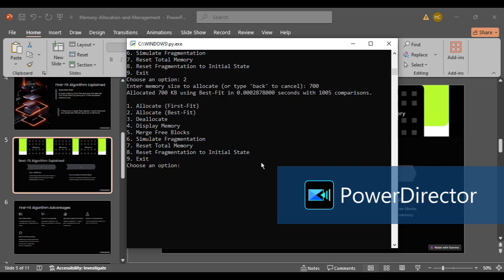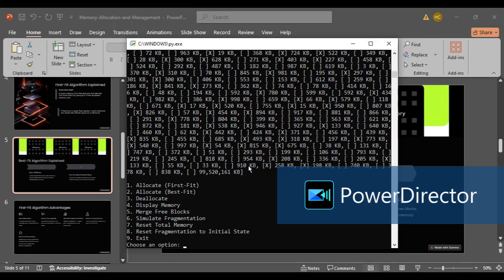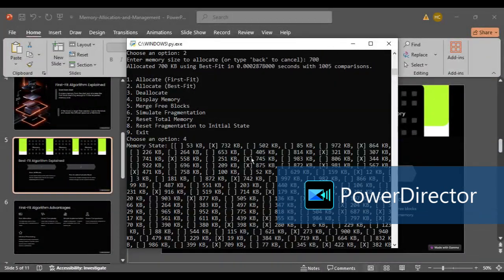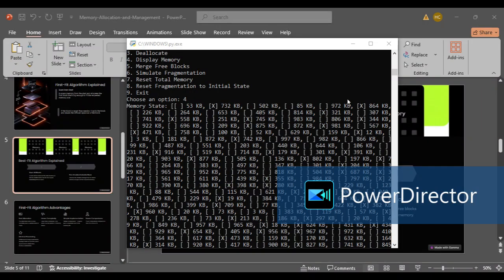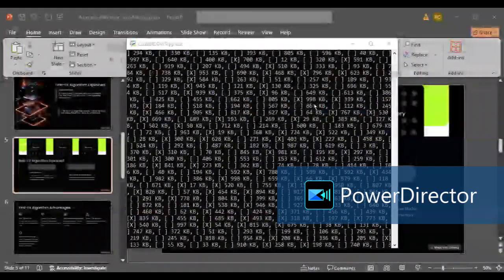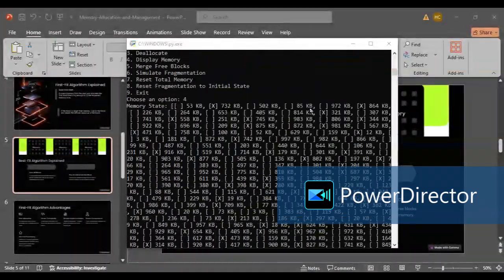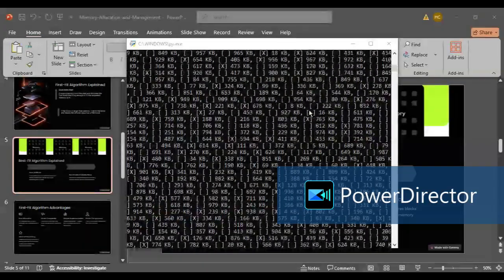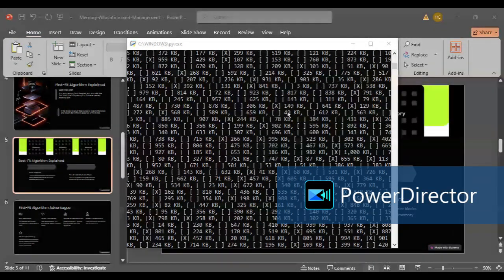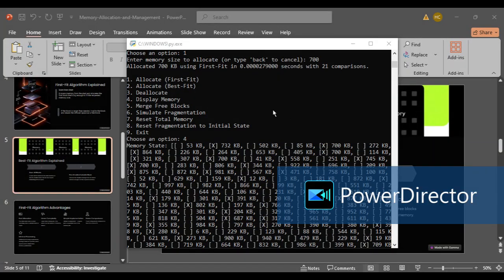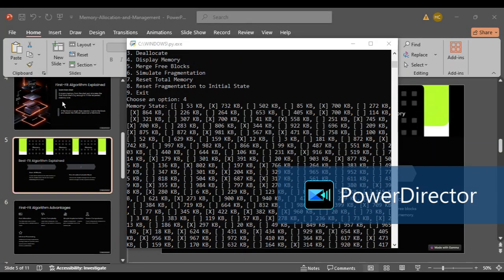Now we can display the memory and see how our memory looks now. Here we can see that the best fit didn't allocate the 700 to the first free block that could accommodate 700, even though it could. So let's quickly do something here. I will copy these blocks, and then copy the first fit blocks also.